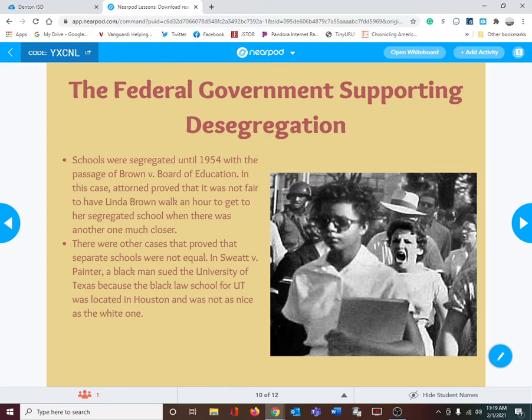The amount of faculty he had was inferior to the faculty available in Austin. The law library wasn't the same size. It was significantly smaller. And so these are many examples of the problems that Sweat faced. And in his lawsuit, he was able to successfully overturn this case because he was able to prove that the separate law school was not equal through a variety of means.